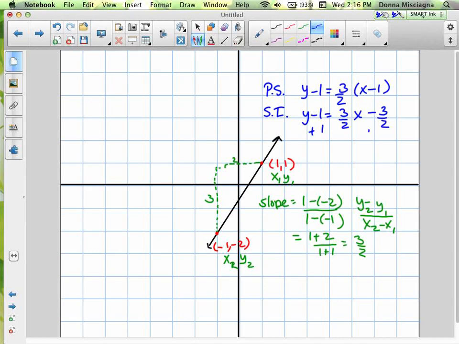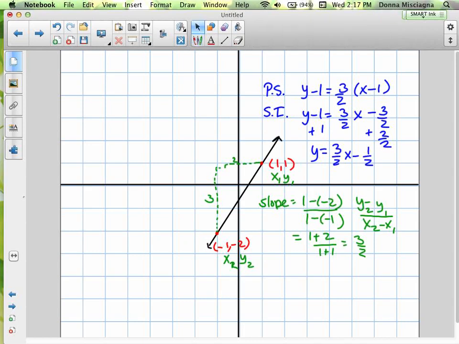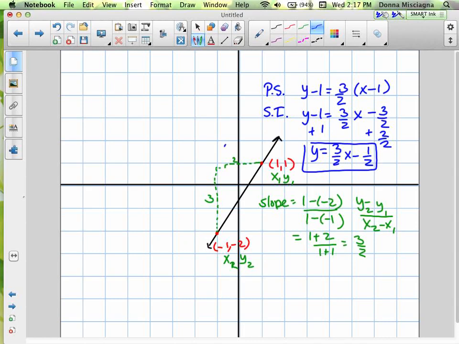But I need the denominator to have a 2. So if 2 is in the denominator, 2 times 1 has to be in the numerator, right? So 2/2 is the same as 1. And it has a denominator that matches 3/2. So we have y equals 3/2 x minus 1/2, because -1/2 plus -3/2 plus 2/2 is -1/2. So there are my answers for question 4.